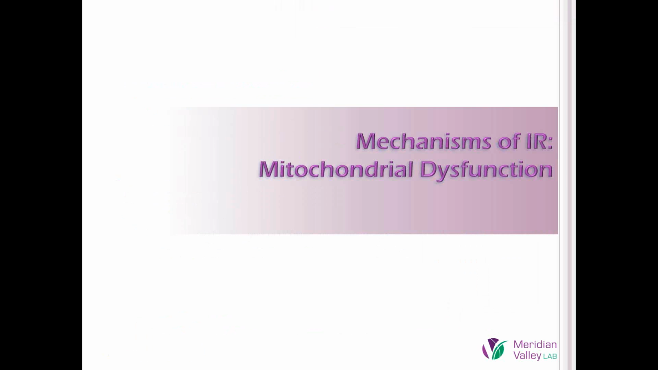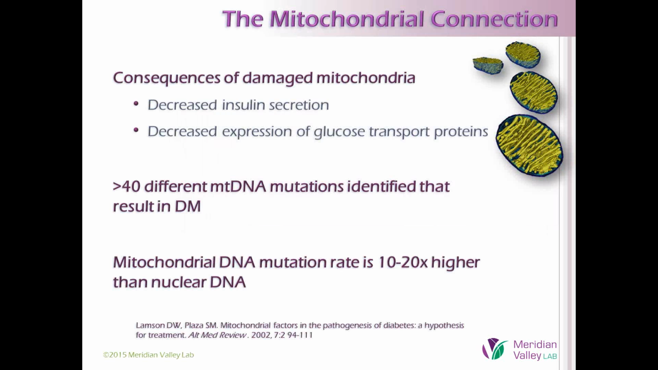Moving on to mitochondrial dysfunction. This is a very, very hot topic in the field of functional medicine. And my personal hope is that we have more widely available tests soon to assay mitochondrial health. But we know that mitochondria are very, very critical to blood glucose homeostasis. If mitochondria should be damaged via environmental persistent organic pollutants or other causes, we have decreased insulin secretion, and we have decreased expression of glucose transport proteins.